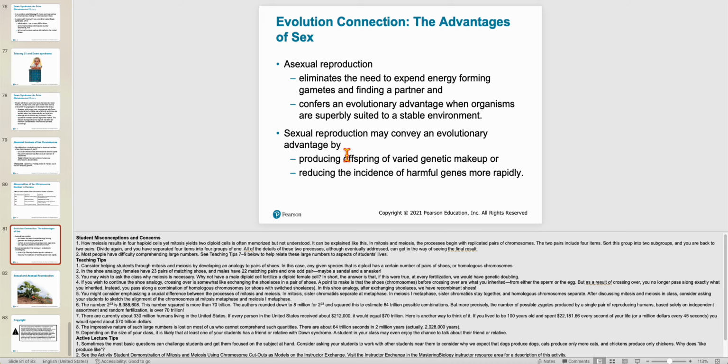Then for sexual, we have advantages here because you can produce an offspring of varied genetic makeup, and it also reduces the incidences of harmful genes more rapidly because it's a little bit tougher to get that. So if you screw up on asexual, then the next partner will mess up, and the next partner will mess up because the problem will just perpetuate. It doesn't tend to happen with sexual reproduction. And again, sexual reproduction allows for genetic variation, whereas asexual will not, and nor does it help with anything else. So this slide is something just to be aware of.